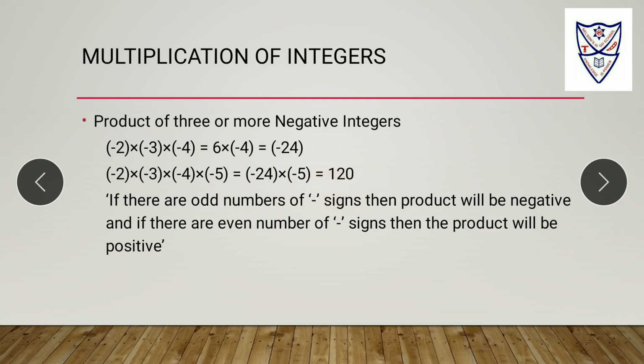So from here we can see that multiplication of two negative integers is positive, multiplication of three negative integers is negative, and multiplication of four negative integers is positive. That means if there are an odd number of minus signs, then the product will be negative. And if there are an even number of negative signs, then the product will be positive.